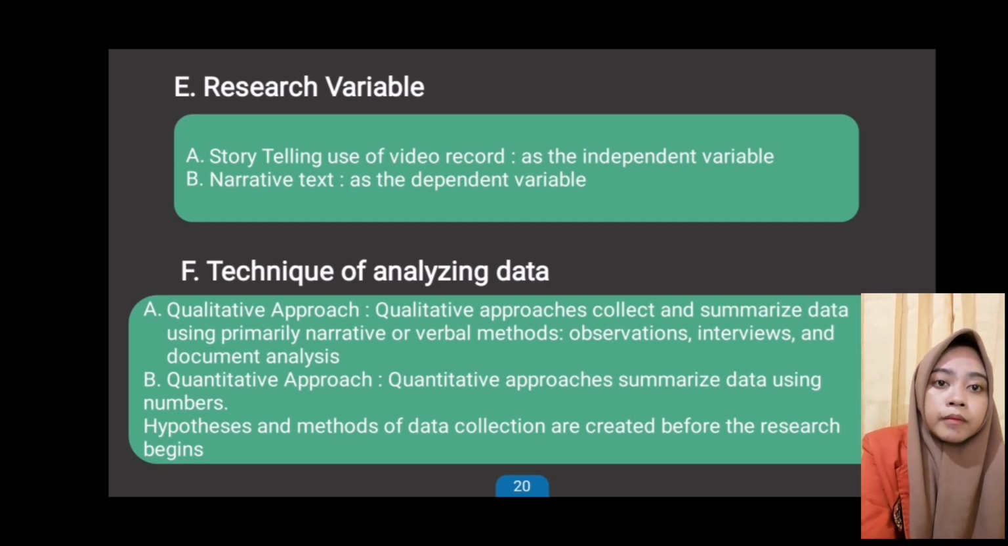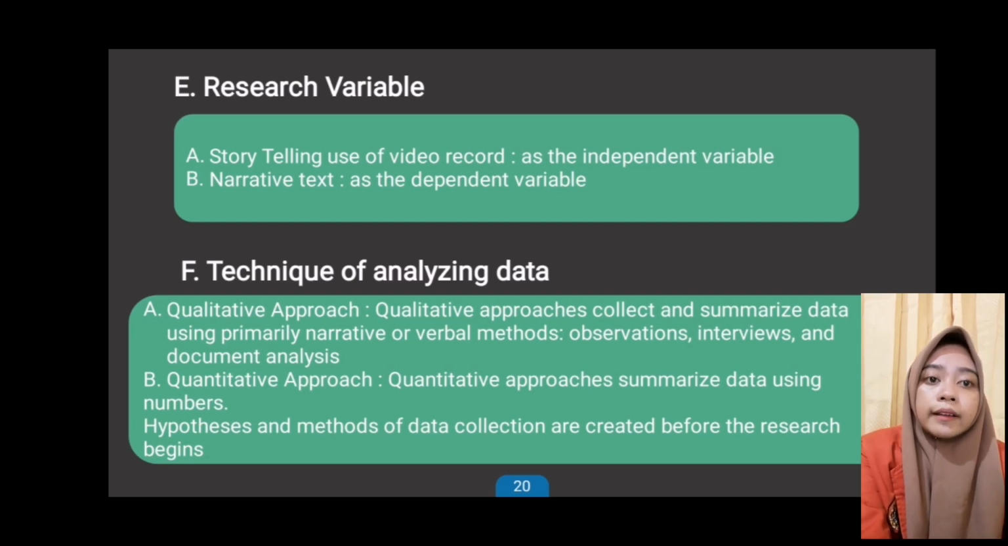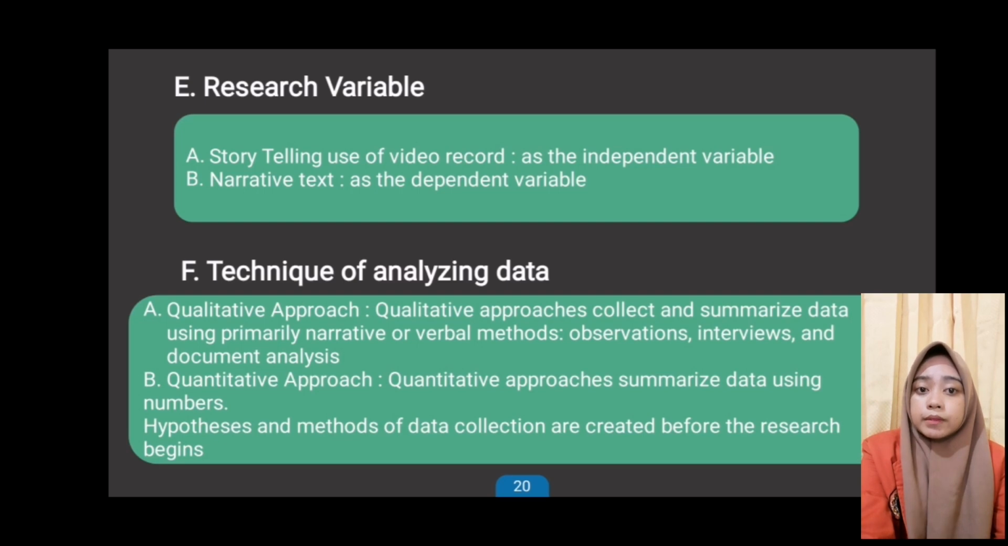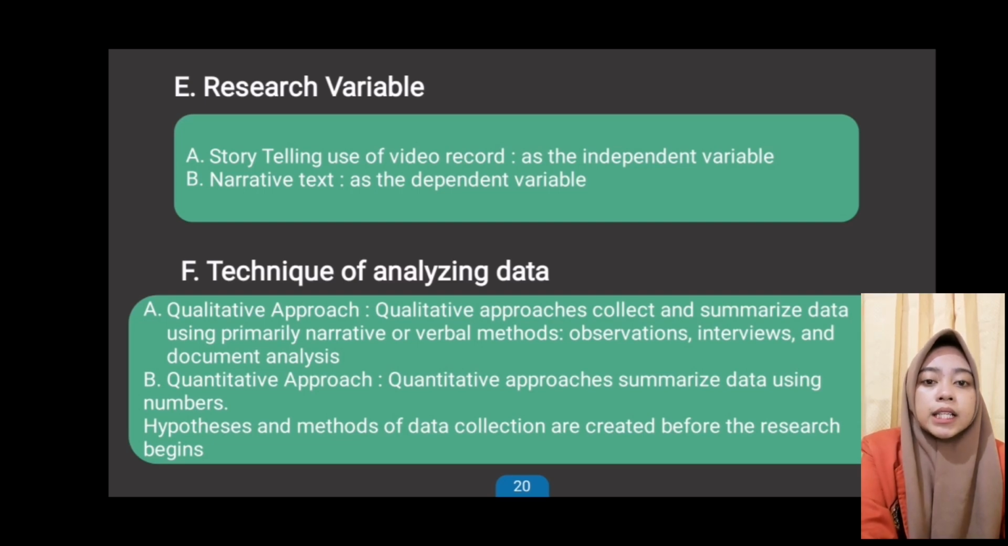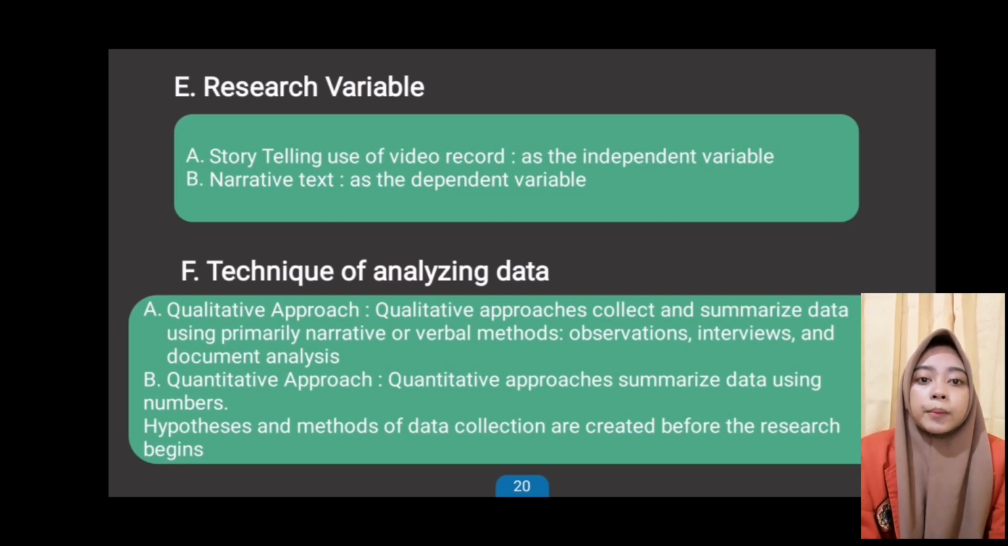dependent variable. And then the next point, technique of analyzing data. A. Qualitative approach. Qualitative approach collects and summarizes data using primarily narrative or verbal methods: observation, interview, and document analysis. And then B. Quantitative approach. Quantitative approach summarizes data using numbers. Hypotheses and methods of data collection are created before the research begins. And then the references.